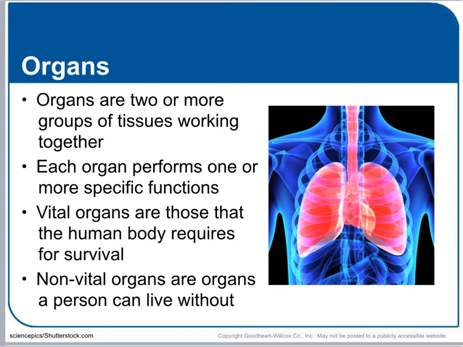Organs are 2 or more groups of tissues working together. Each organ performs 1 or more specific functions. So your digestive system, your kidneys, your lungs. Vital organs are those that the human body requires for survival. Non-vital organs are organs that a person can live without, like an appendix or a gallbladder. So to review, tissues make up organs, and organs make up organ systems.